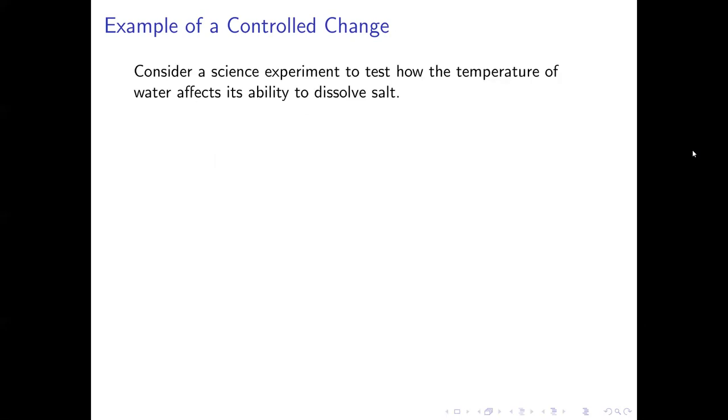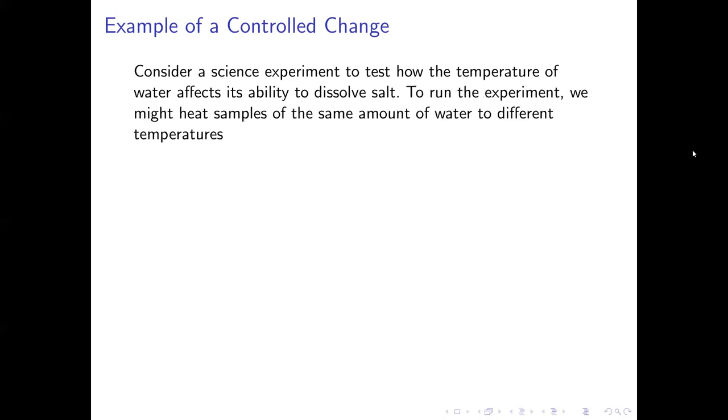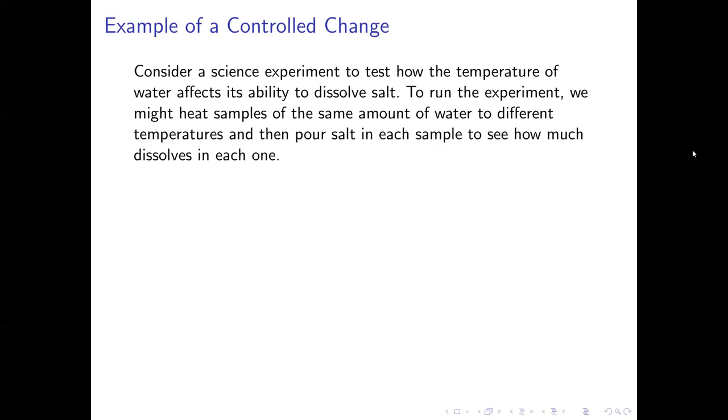So let's think about an example to make this a little more concrete. Imagine you're doing a science experiment and you want to test how the temperature of water affects its ability to dissolve salt. Very typical sort of thing you might do, say, in a chemistry class. Here's how you might set this up. Take a bunch of samples of the same amount of water, but heat them to different temperatures. Then pour salt into each sample and see how much salt dissolves in each sample of water at each temperature.